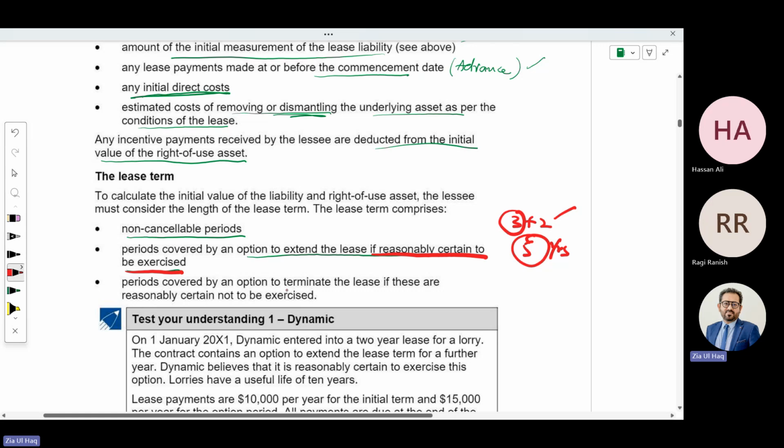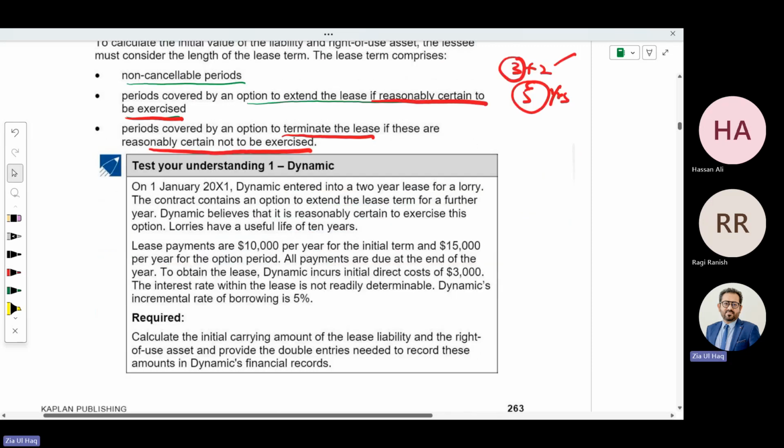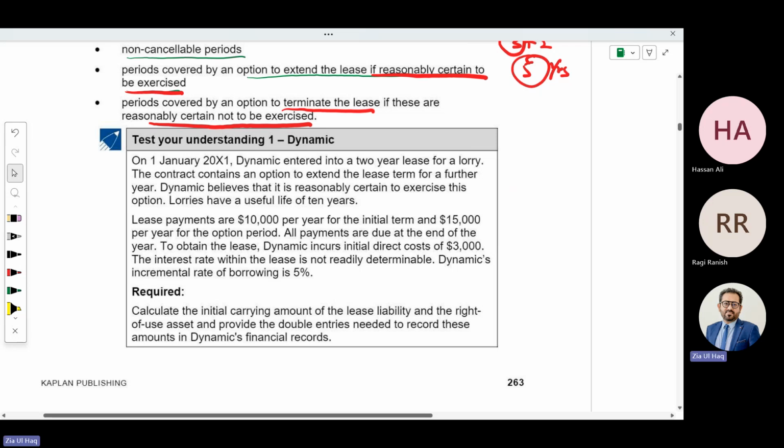Then, the period covered by an option to terminate the lease, if it is reasonably certain not to be exercised. Meaning you have signed a contract for a 5 year lease and the lessor has provided you an option: if you want, you can terminate after 3 years as well. In that case, if it is certain, the lease time period will be considered 3 years. Will they make a new contract? No, the same contract; the option is in the contract.